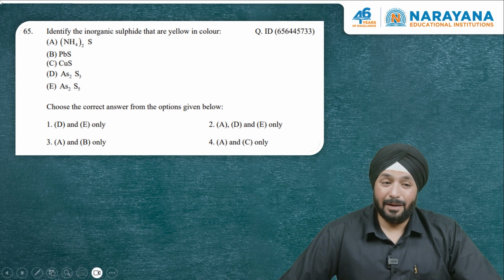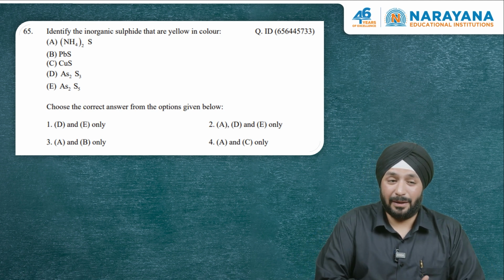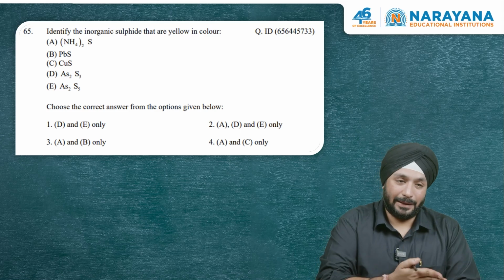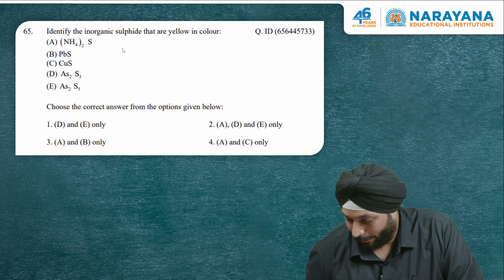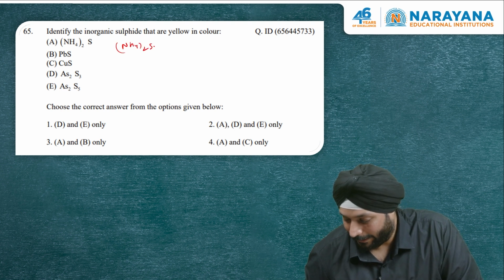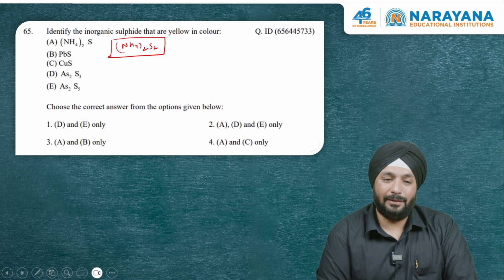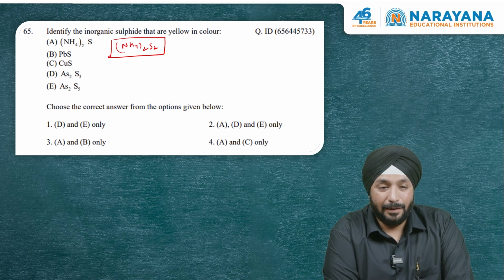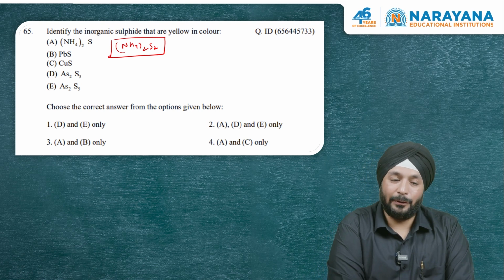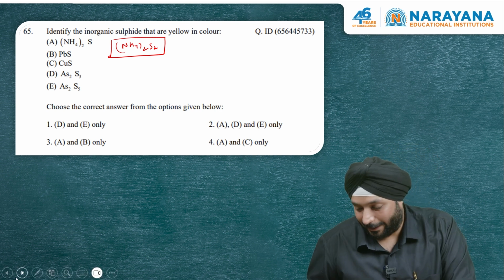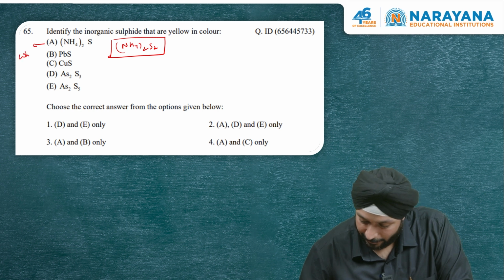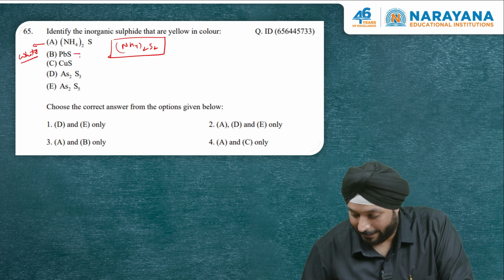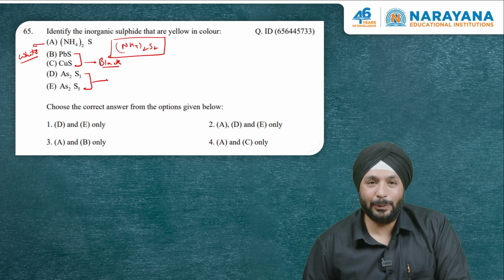Now for this question, the answer given by JEE Mains is not correct, right? I guess by mistake they have taken ammonium sulfide as yellow ammonium sulfide, and in fact yellow ammonium sulfide is (NH4)2S2. So I guess this mistake NTA has made in this. That is why the answer which NTA has given and the answer which we are getting is quite different. This is according to the actual data. Ammonium sulfide is actually white, right? PbS and CuS are black. As2S3 and As2S5 both are yellow.